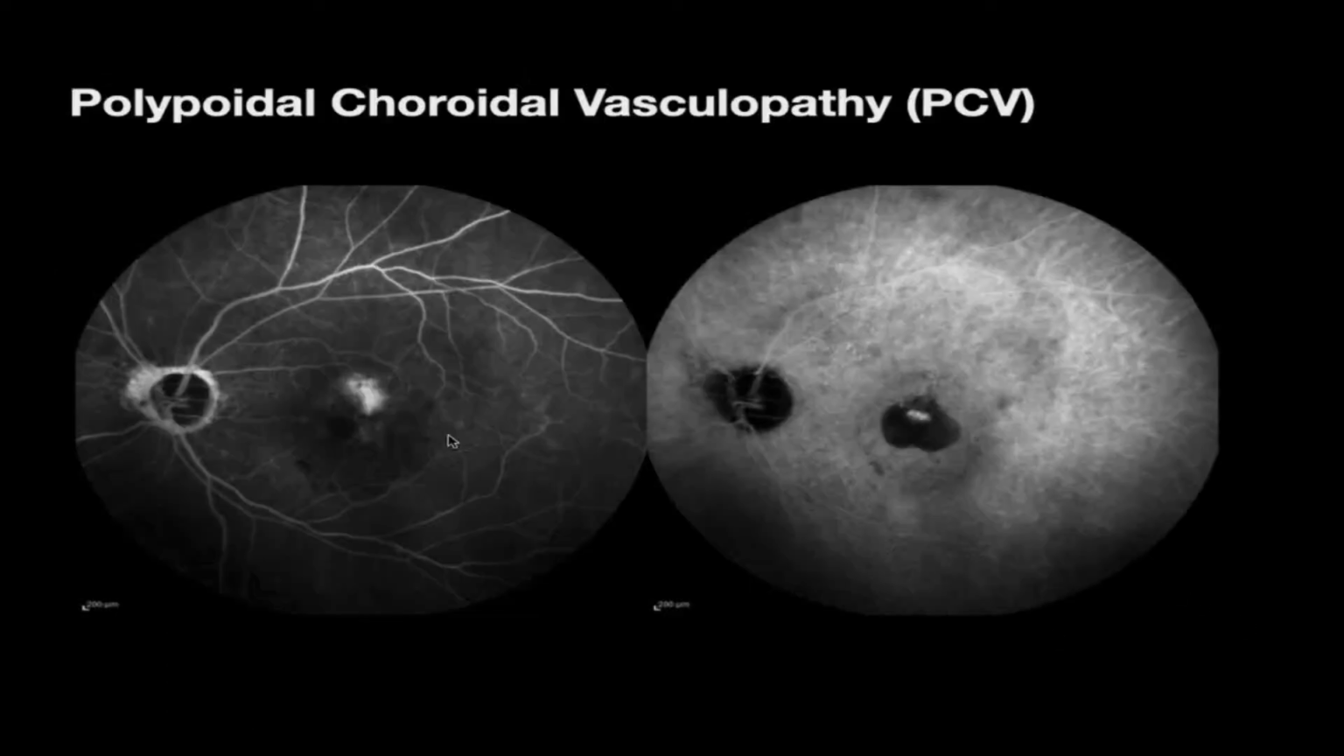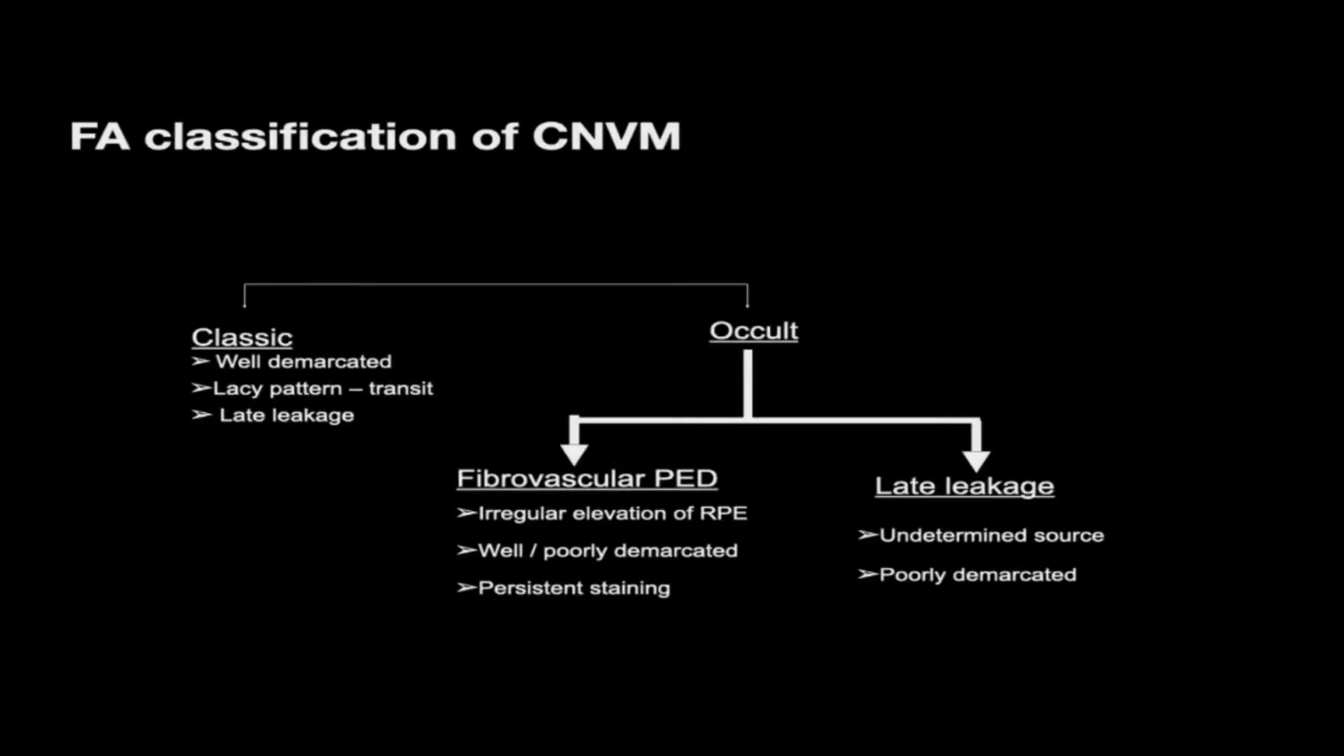Now, again in PCV as compared to an angio over here, where you see a diffuse leakage, hyperfluorescence, over here in an ICG you would see pinpoint kind of a hyperfluorescence surrounded by an area of hypofluorescence, which would typically be because of a polyp.